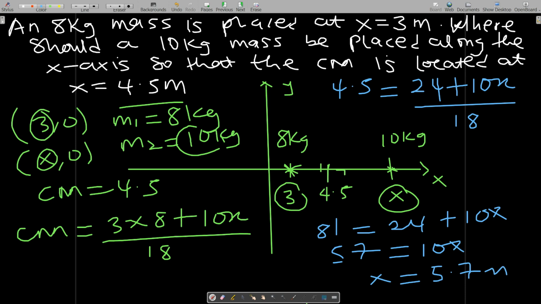Alright, so the question is, where should a 10 kilogram mass be placed? The answer is it should be placed at the point x equals 5.7 meters. I hope you get it. Okay, so this is the solution to this question. This is very, very simple. Okay, so let's go to the next one.